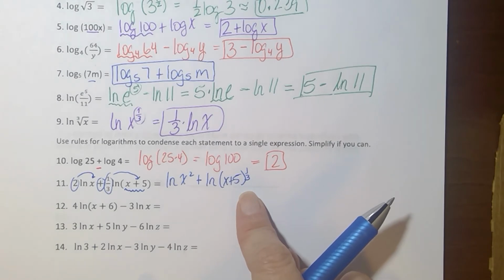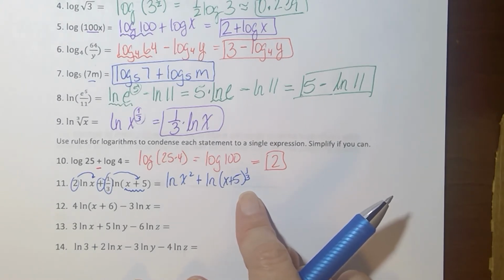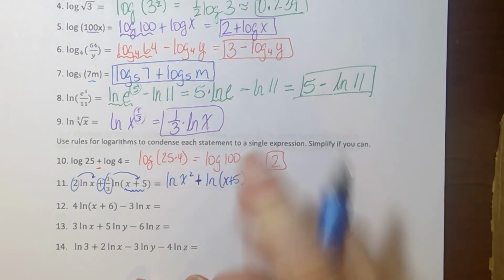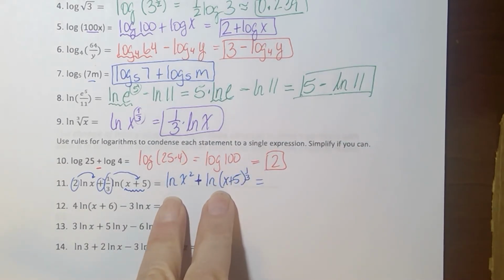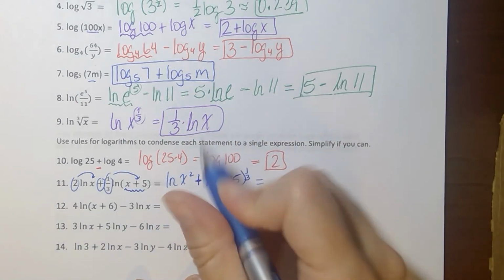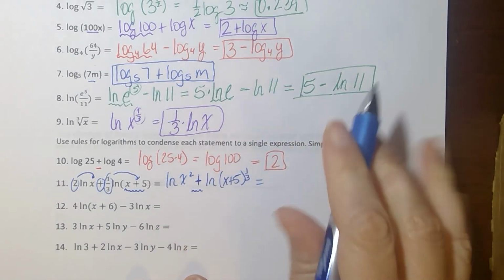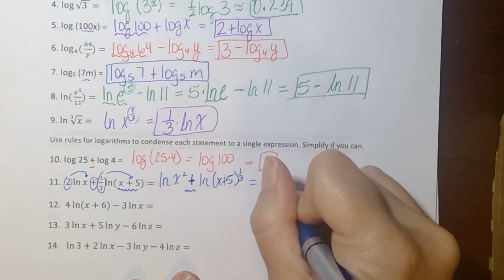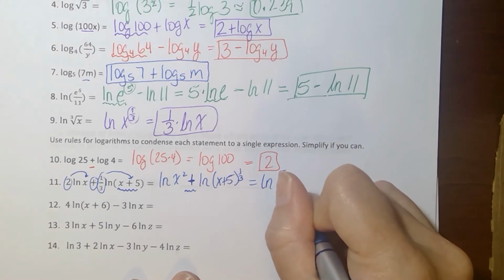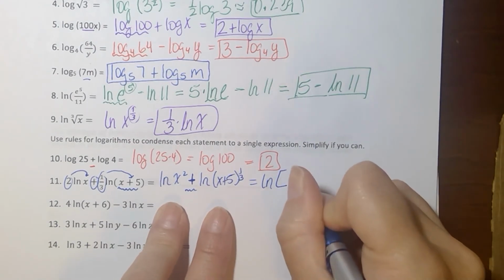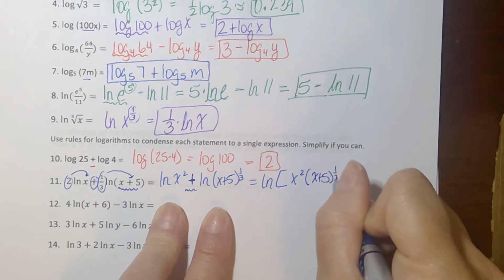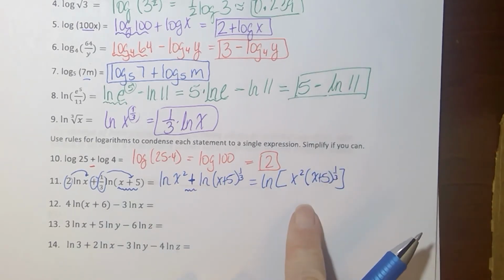So that's an option for me, but you don't have to go there. What you do need to do next is say, okay, I'm adding two log statements with the same base, so I can rewrite that as a single log statement, and my addition is going to pair with multiplication. So I'm going to multiply the arguments together. So I have natural log of, and then my arguments would be x squared times (x plus 5) to the 1/3 power. I can stop right there.